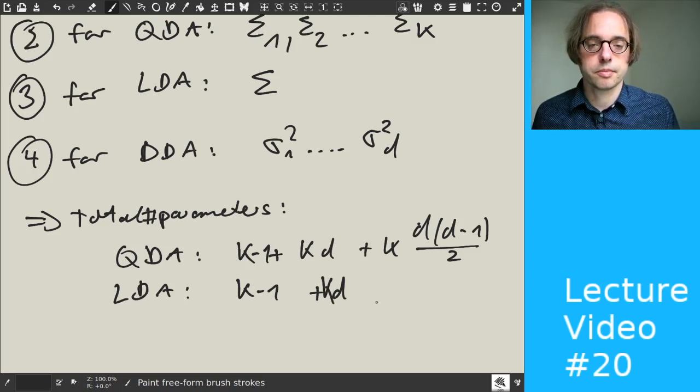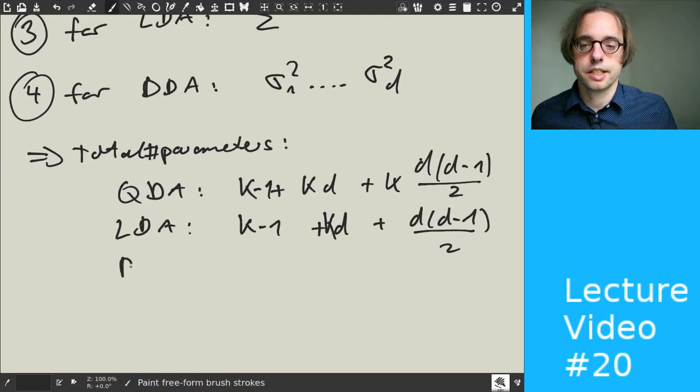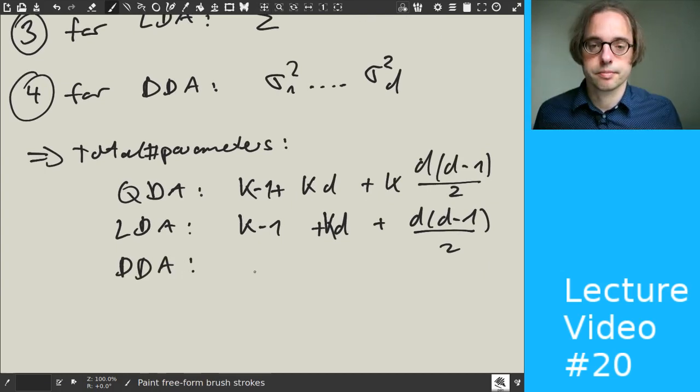So we still have the number of means plus d times d minus 1 divided by 2. And if d is large, that's a massive difference. So the difference here is basically that we only estimate one covariance matrix. And then in DDA, we have the largest savings.